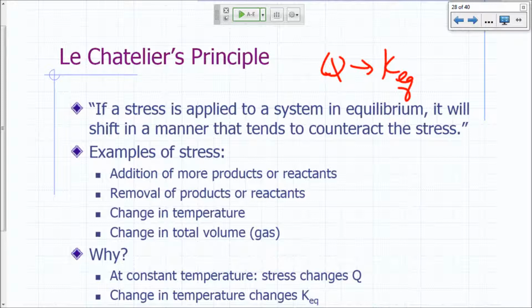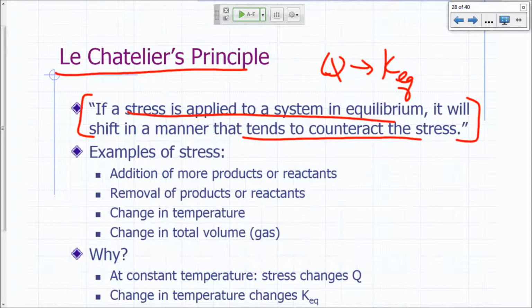Okay, so the key principle we need to know to understand and predict what will happen is known as Le Chatelier's principle, which says that if a stress is applied to a system that's already in equilibrium, it will shift or react in a manner that tends to counteract the stress.